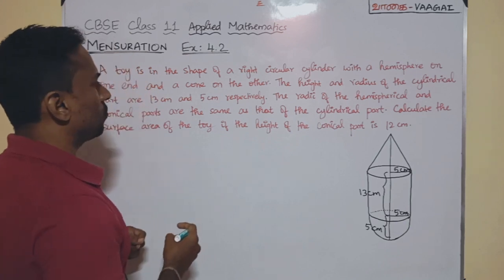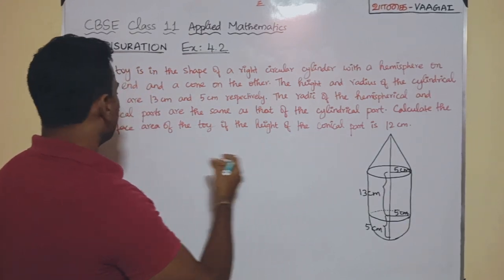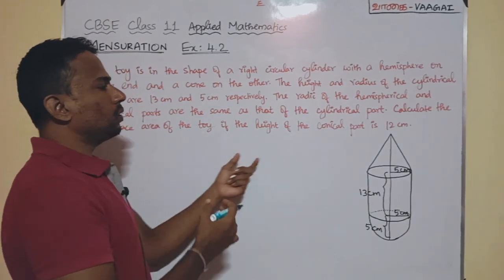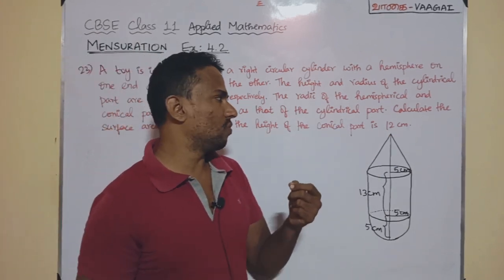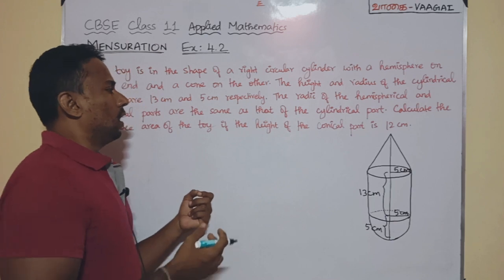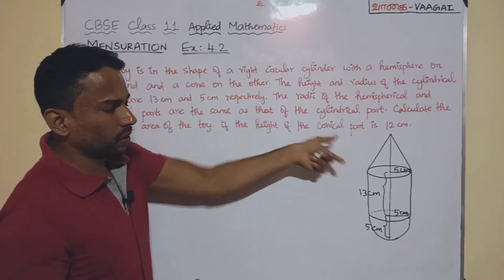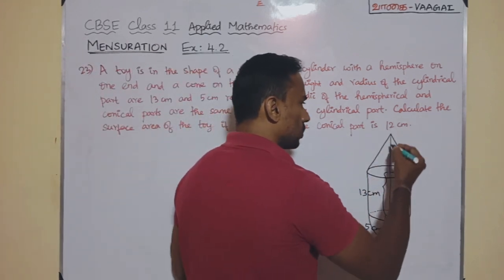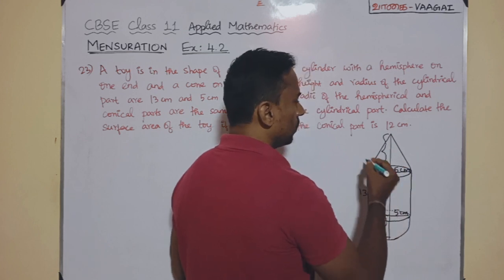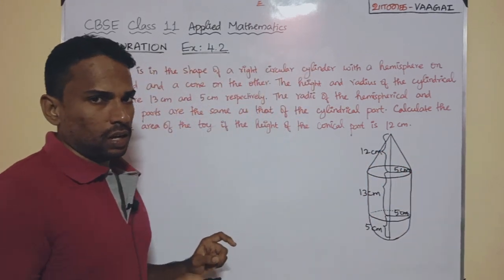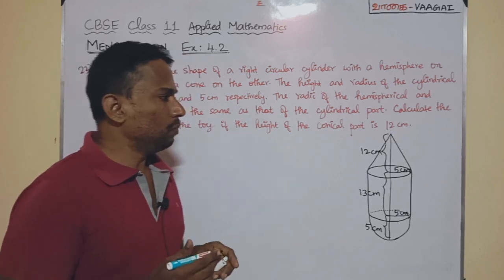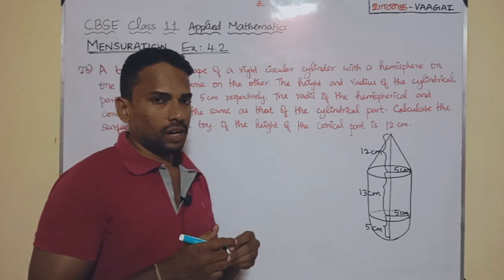Now, what we have to do is calculate the surface area of the toy if the height of the conical part is going to be 12 centimeters. So this portion they have given as 12 centimeters. Now we have all the things required for us to solve the problem. We clearly have the data available with us.